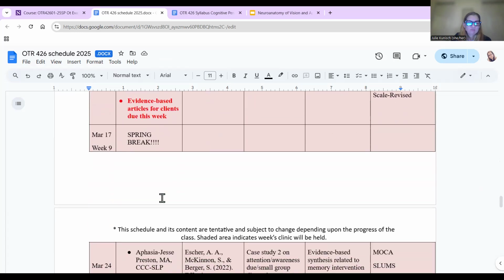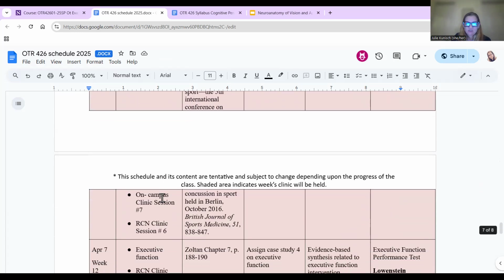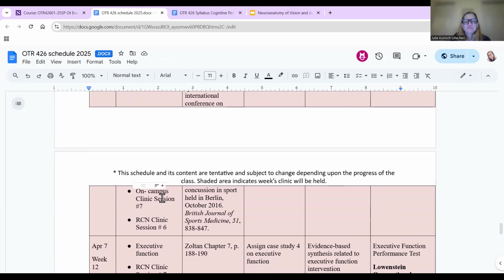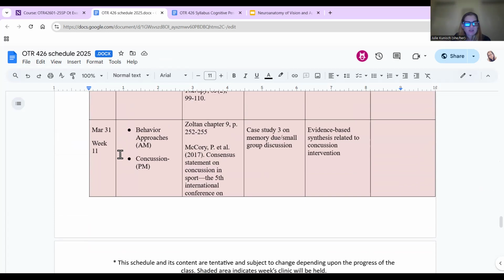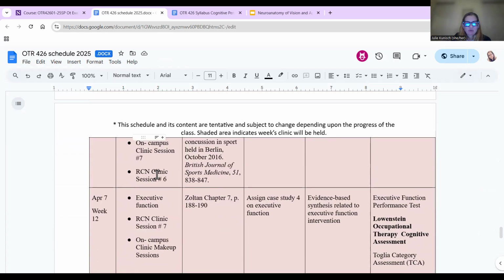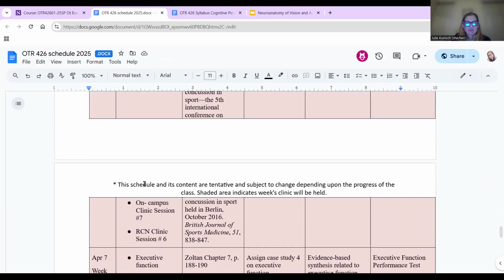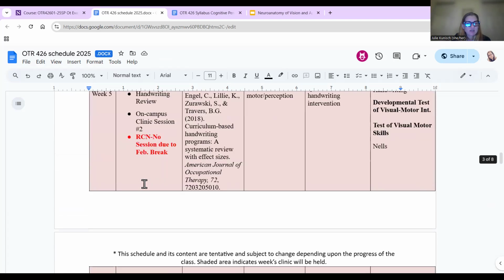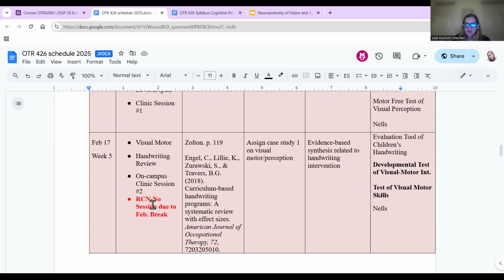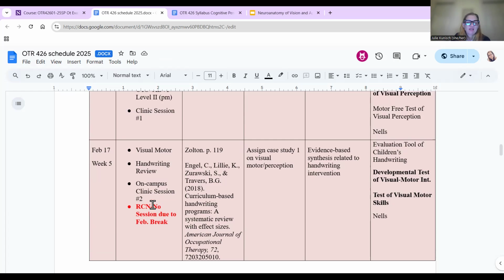So clinic will end, unless you have makeups, for on-campus clinic on March 31st that week. And then RCN people, your clinic will end April 7th. And the reason your clinic will end April 7th, RCN people, is because you cannot go to RCN over February break because they go by the school schedule. So you're going to miss that first week at RCN, so you'll be a week off from the on-campus people.